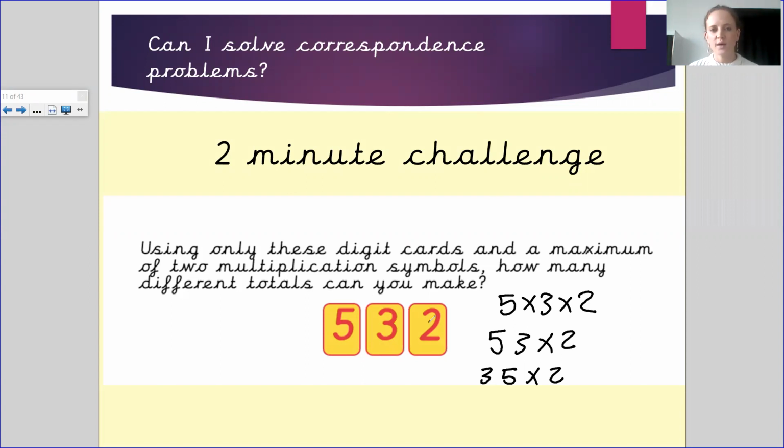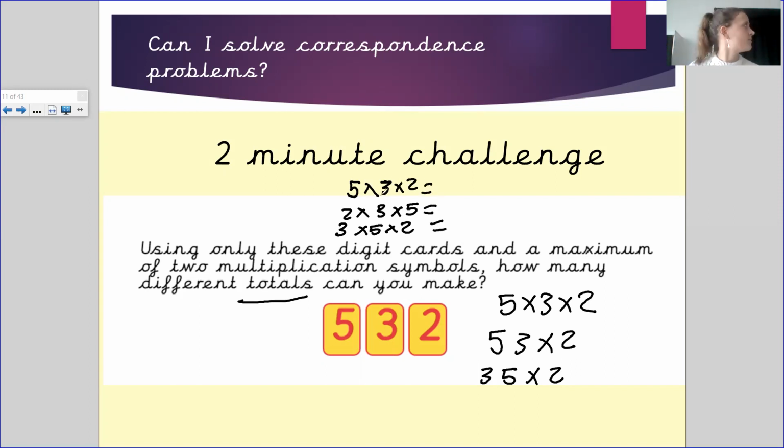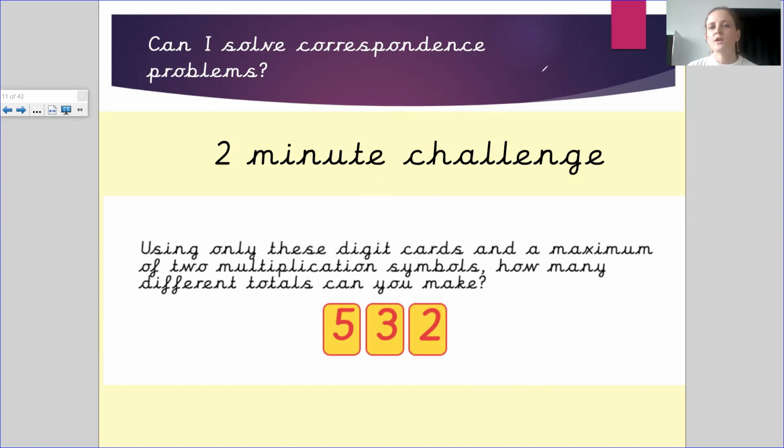So how many questions can you create using these symbols, and how many different totals can you make? Remembering what we've learned previously about 5 times 3 times 2, and 2 times 3 times 5, and 3 times 5 times 2 being all the same because we've just mixed your numbers around. So have a thought of that. So set your timer, 2 minutes. How many different totals can you make using these number cards and multiplication symbols, but no more than 2? Right, off you go.